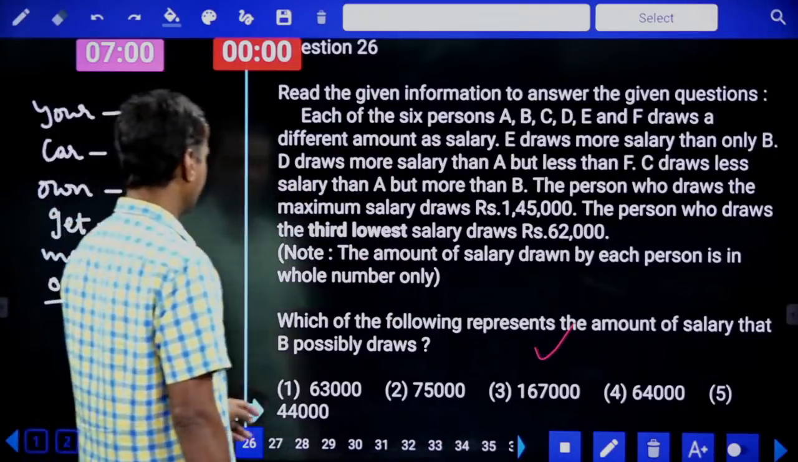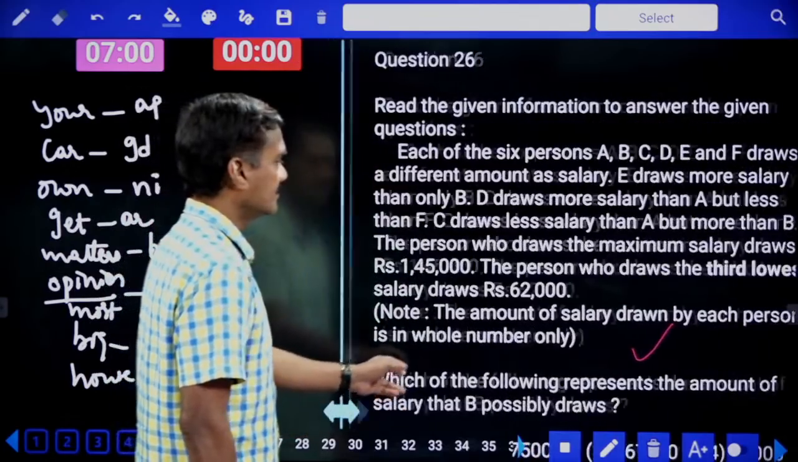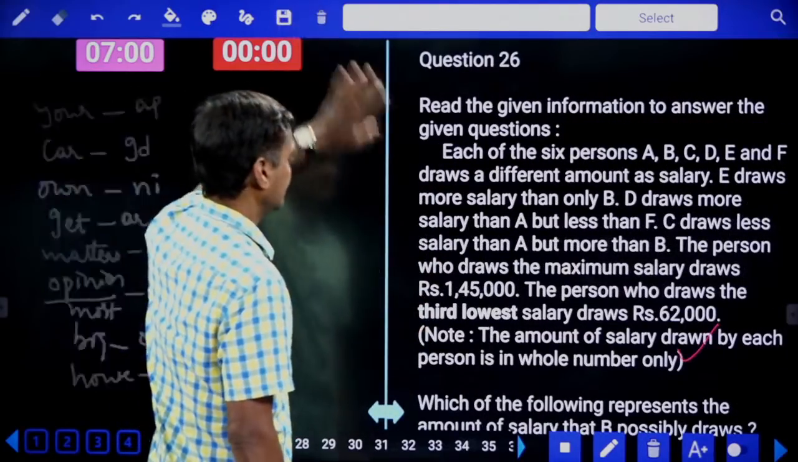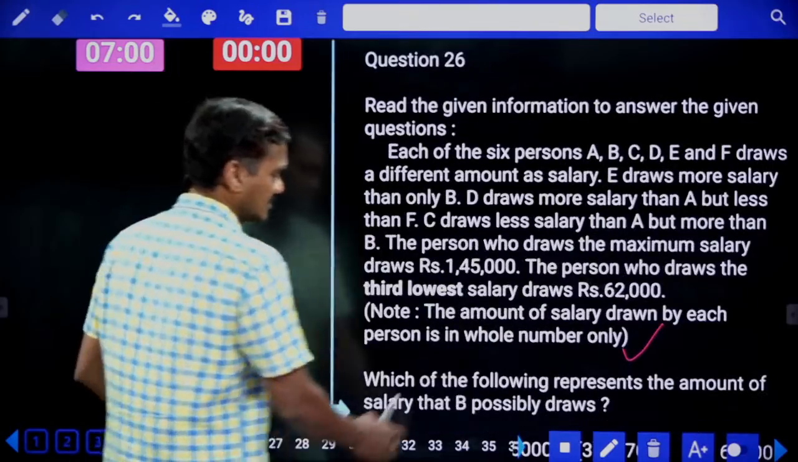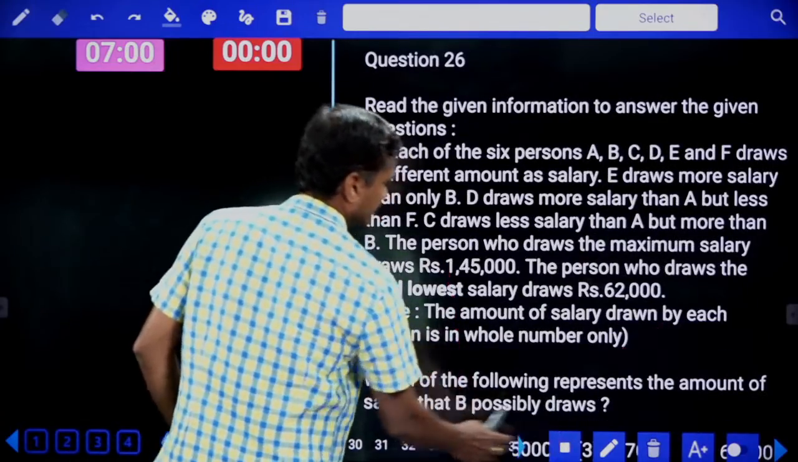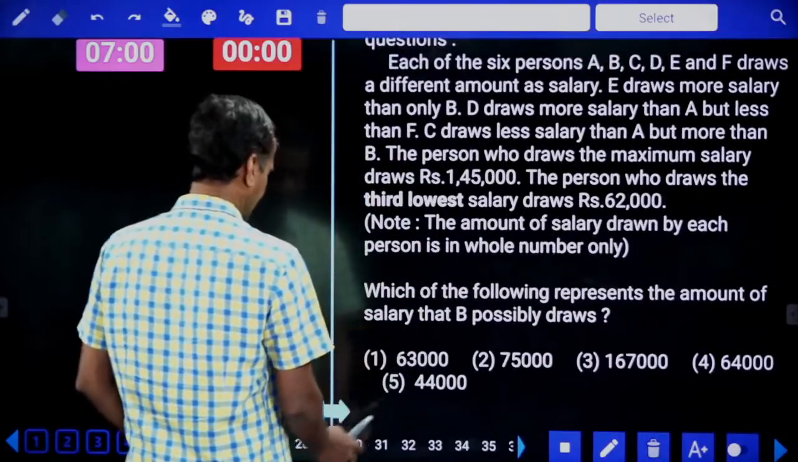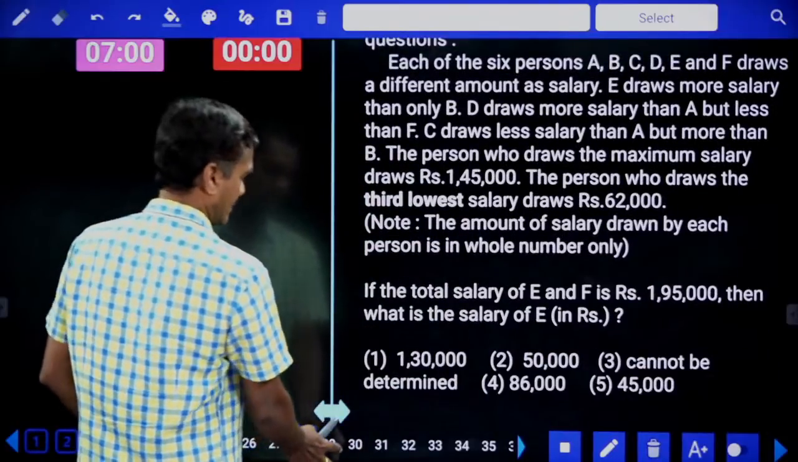Now this is about question numbers 21 to 25. Then 26 onwards, it is based on which category? 26 onwards comparison, isn't it? Now let us check out how many questions were given under this one. At the max, you can have 3 questions on this comparison.